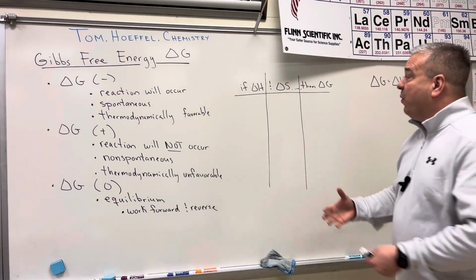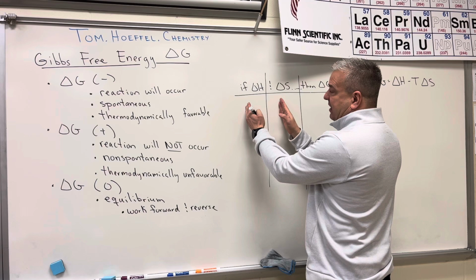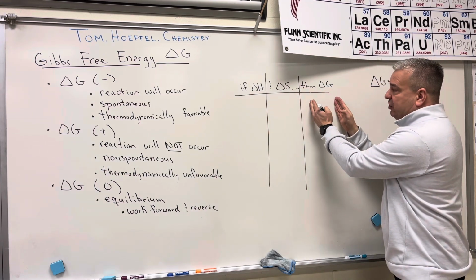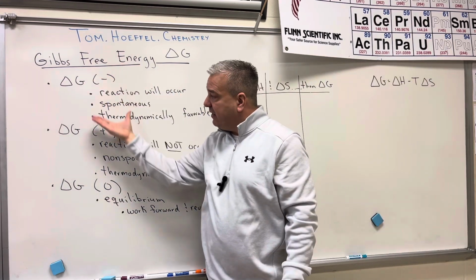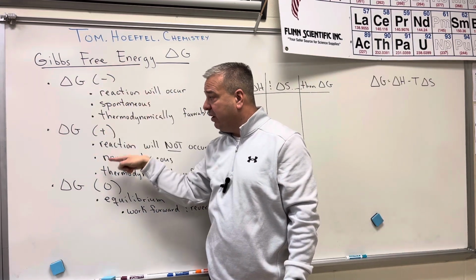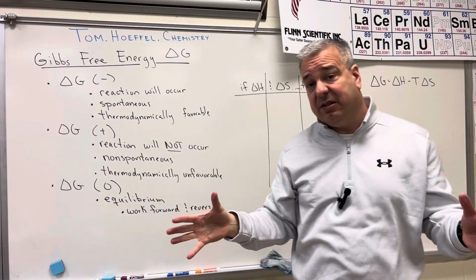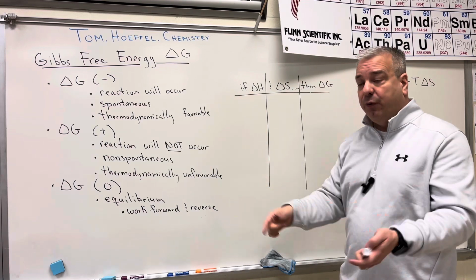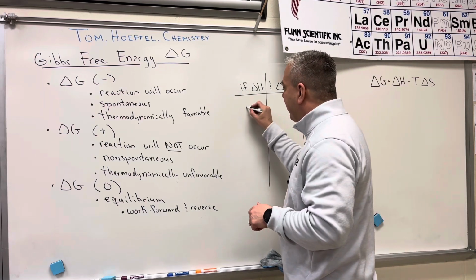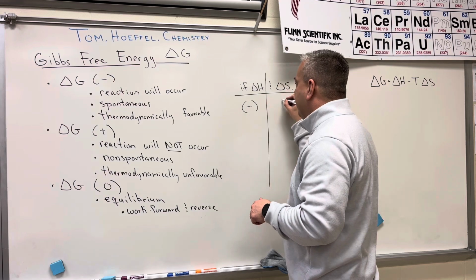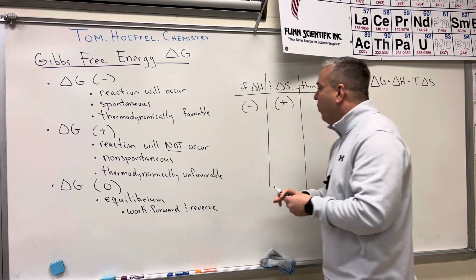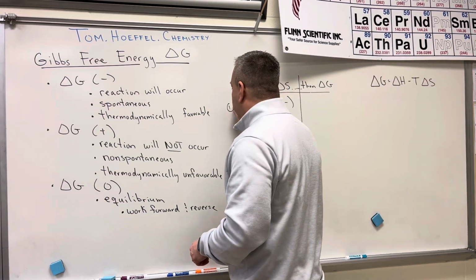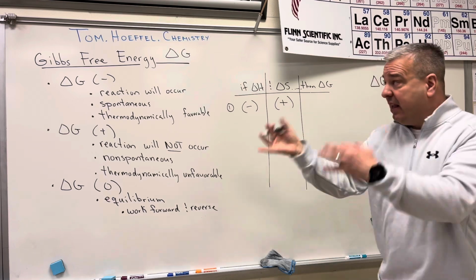We're going to talk about the signs of delta H and delta S and how those signs will determine the sign of delta G. And of course, the sign of delta G tells us if the reaction will occur or not occur. That's all there really is to Gibbs free energy. So there are going to be 4 situations that we're going to lay out. The first one is, what if delta H is negative and delta S is positive? What kind of sign would you get for delta G? This is the first of 4 scenarios that we're going to talk about in this video.